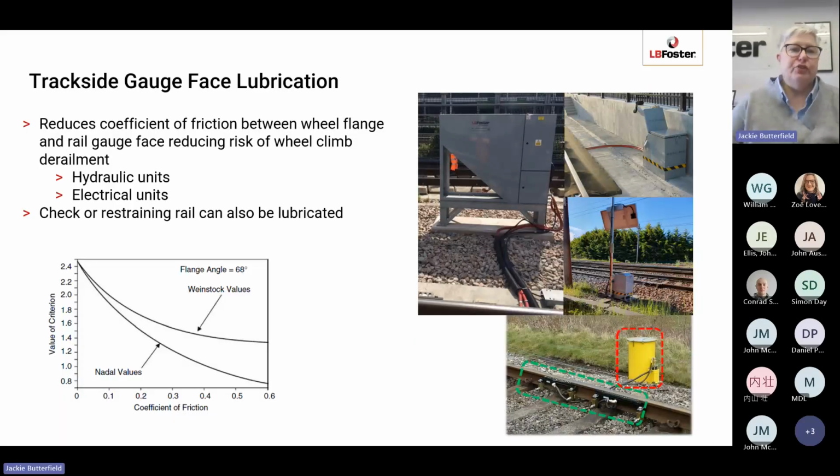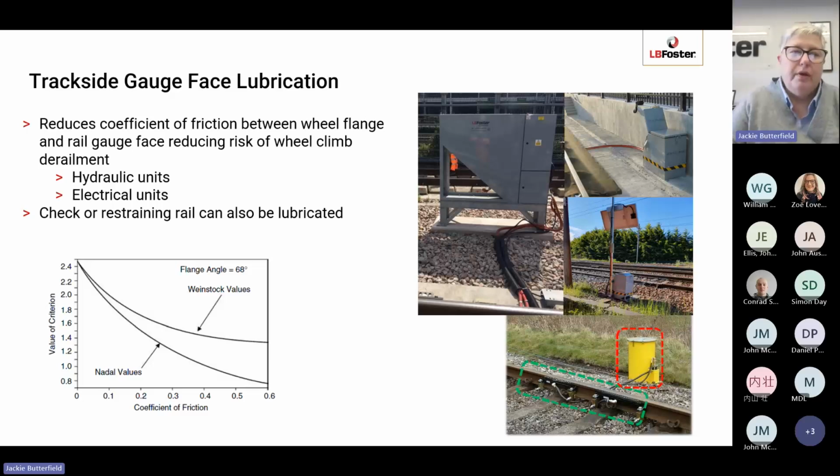One option is trackside gauge face lubrication. Here we are reducing the coefficient of friction between the wheel flange and the rail gauge face, and therefore reducing the risk of wheel climb derailment. So you're reducing the coefficient of friction on the top and the bottom of that criteria. This can be achieved either by using a hydraulically actuated unit shown in the bottom right, or by using an electrical gauge face unit.